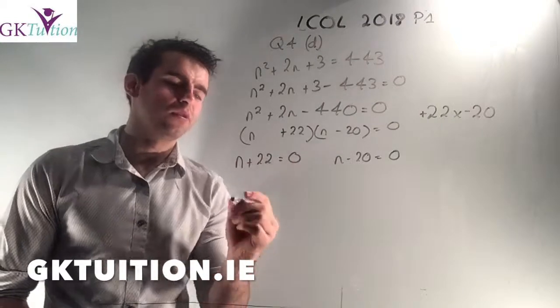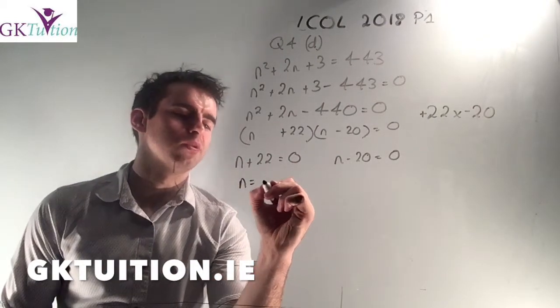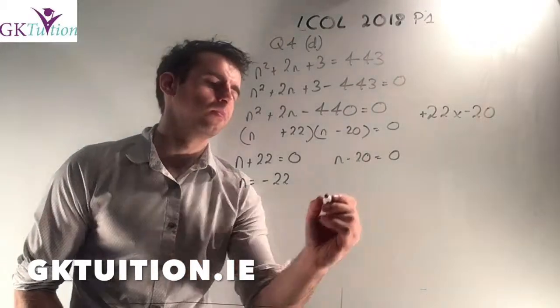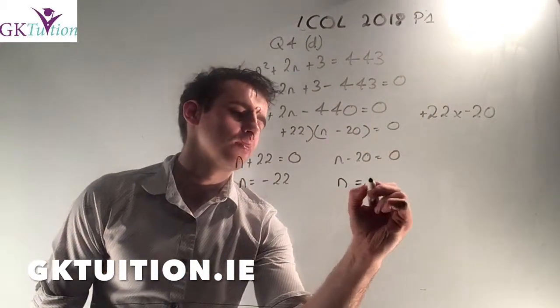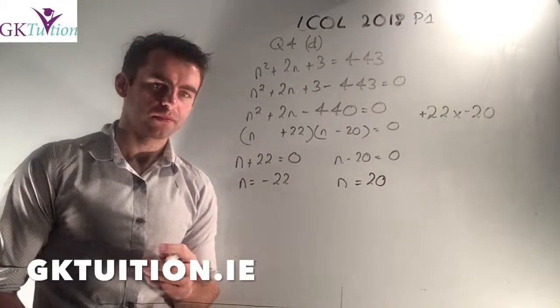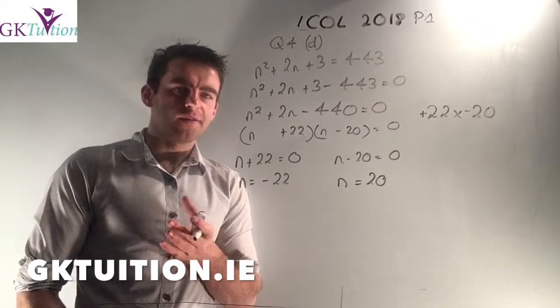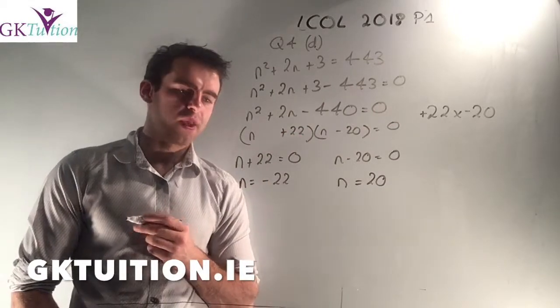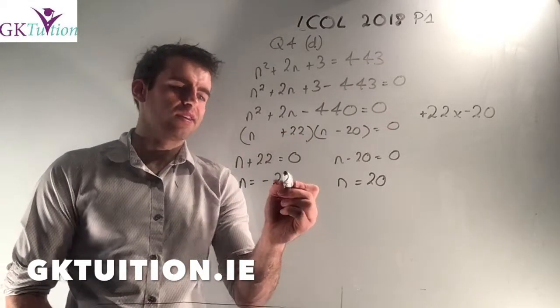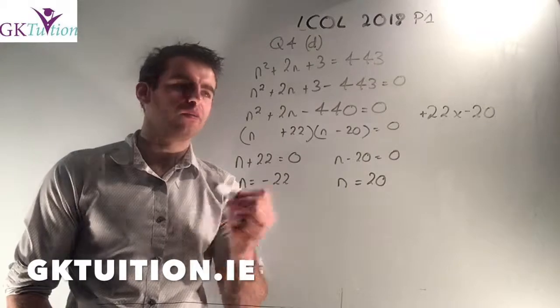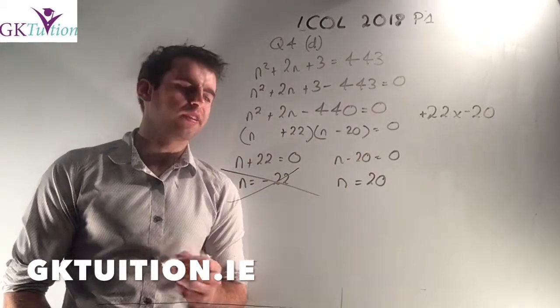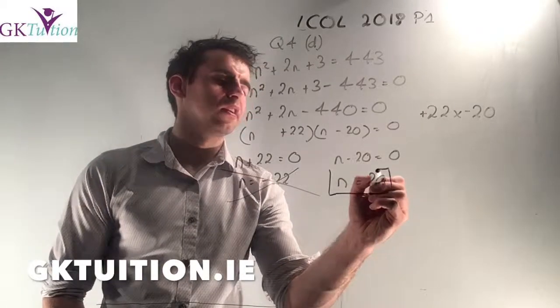If n plus 22 equals 0, you bring the 22 to the other side and it becomes negative. That means that n is equal to minus 22. Or you bring the minus 20 and it becomes n is equal to 20. Now remember, you're trying to figure out which stage in this pattern will have 443 tiles. It doesn't make sense to say that the minus 22nd pattern will have 443 tiles. So that answer doesn't make sense. So the valid answer here is 20.